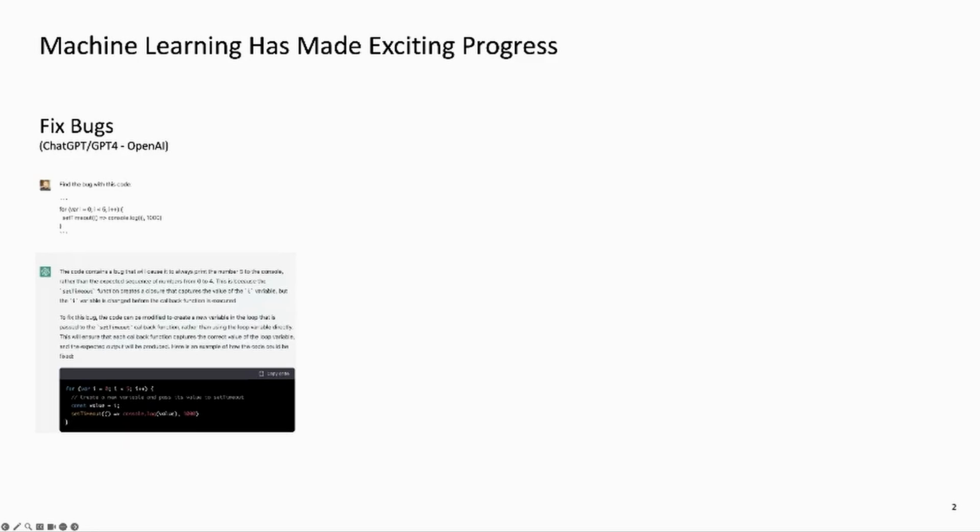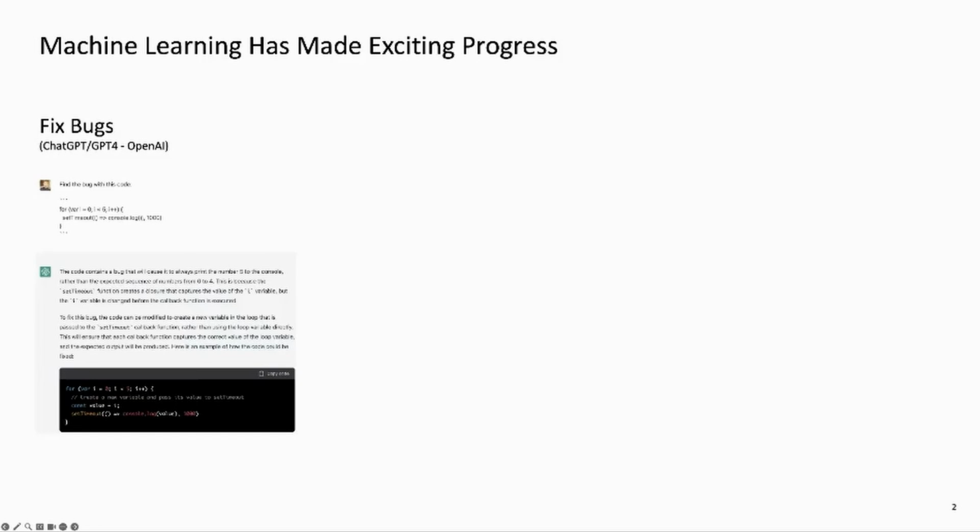As an example, they can help you fix bugs. You can go on ChatGPT, GPT-4, and you can paste some snippet of code and ask it, what is the bug? How do you fix it? And a lot of times they can actually help you fix the bugs and explain why there was a bug or what the fix is, right?